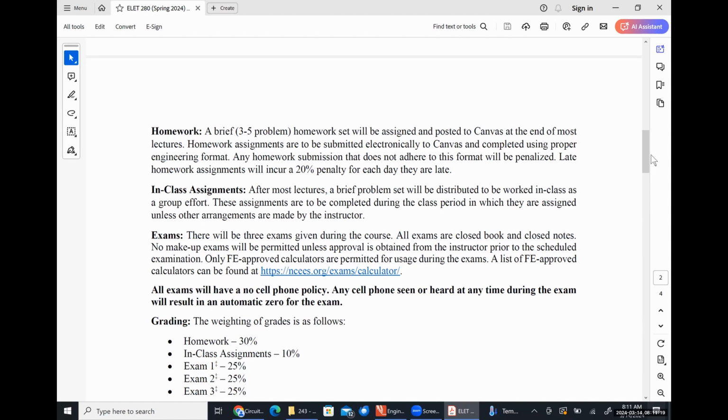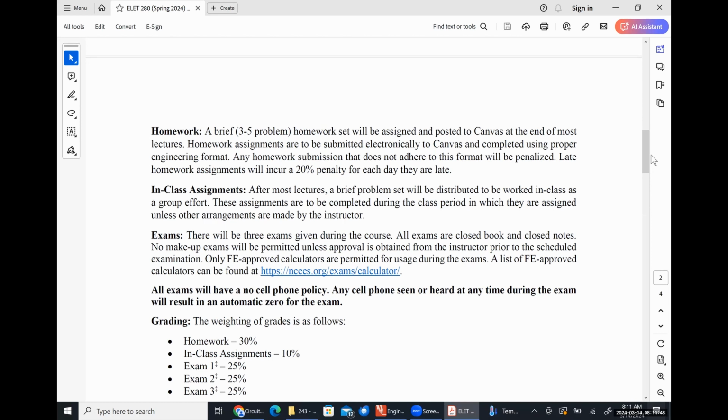Let's see. If you don't adhere to the proper engineering format, you'll be penalized. Late homework assignments will incur a 20% penalty for each day that they're late. Generally speaking, I'm going to try to give you guys, I think, 4 days to work each homework set. So that's realistically like maybe a problem a day kind of thing. I don't think that's an insurmountable amount of work to ask of you all. So that's what I'm looking at.